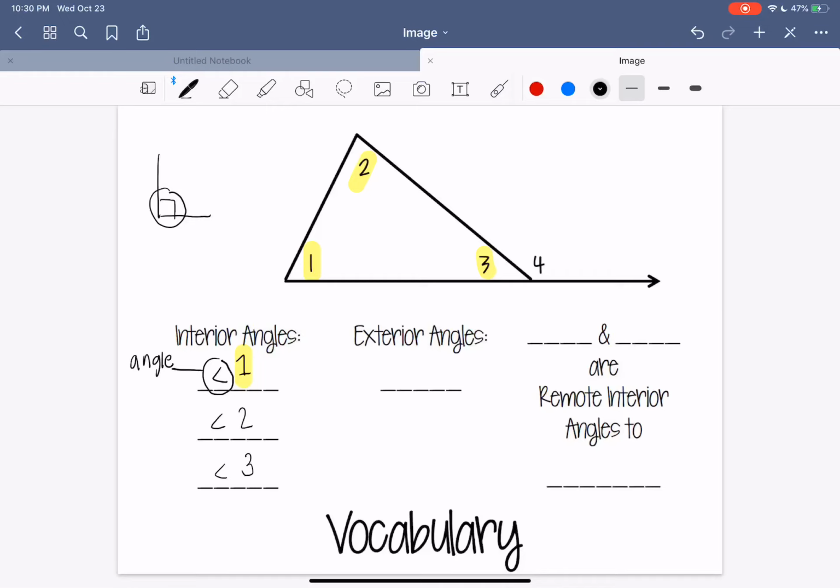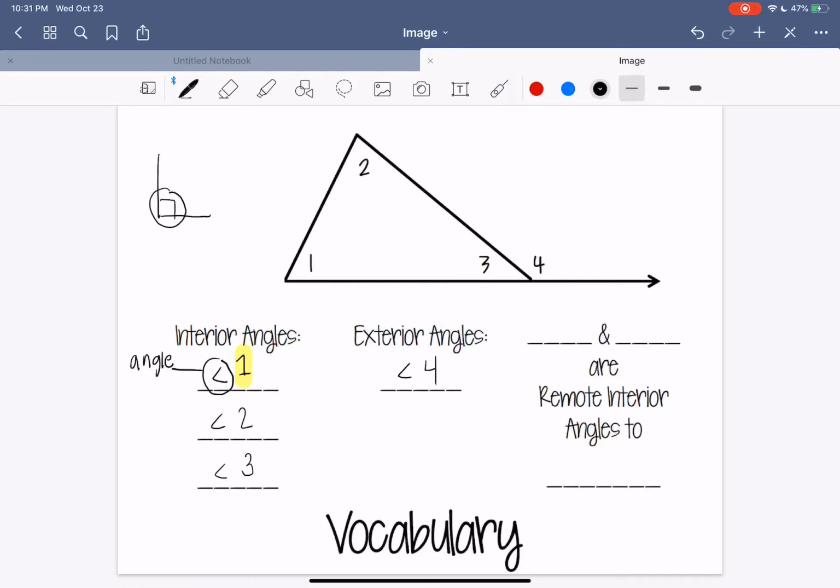And our exterior angles are going to be the angles on the outside. We're going to exit the triangle to find our exterior angles. And that one is with angle number 4. So that one's taken care of. So we have another blank, and there was one more word, and it was remote interior angles. So let's go ahead and find those remote interior angles.